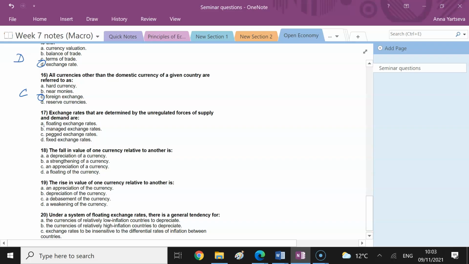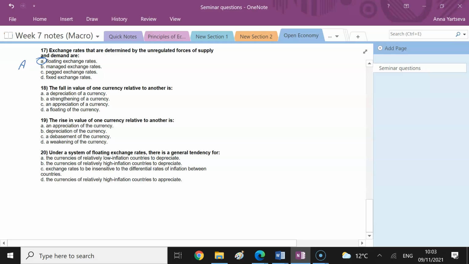Right, next. Exchange rates which are determined by unregulated forces of supply and demand are floating exchange rates. There are different types of exchange rate regimes: fixed, floating, and some intermediate or combined regimes. When an exchange rate is allowed to be determined by market forces, when it floats freely, it's a floating exchange rate regime. When it is set by the central bank at a certain predetermined level, it's a fixed exchange rate regime. And there are some combinations, these are intermediate regimes. There are a few examples, for example, exchange rate bands or dirty floating and so on.